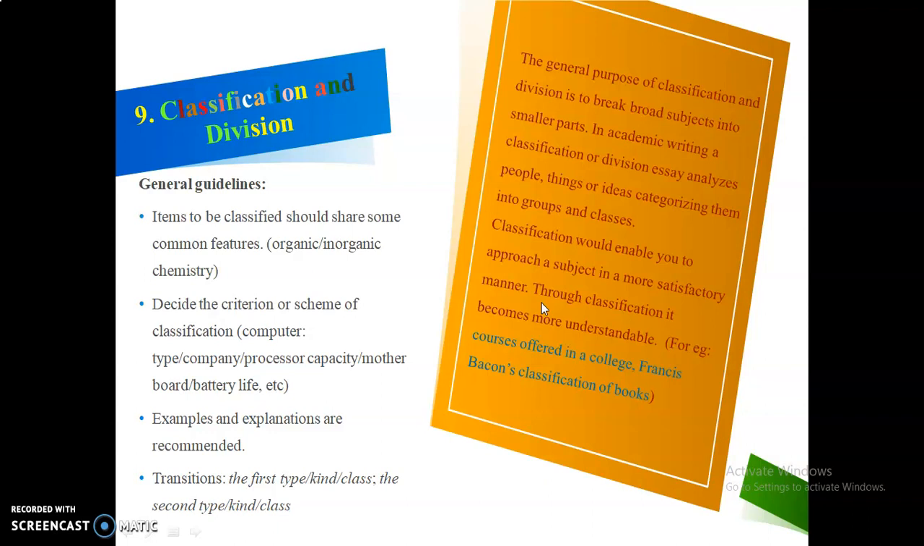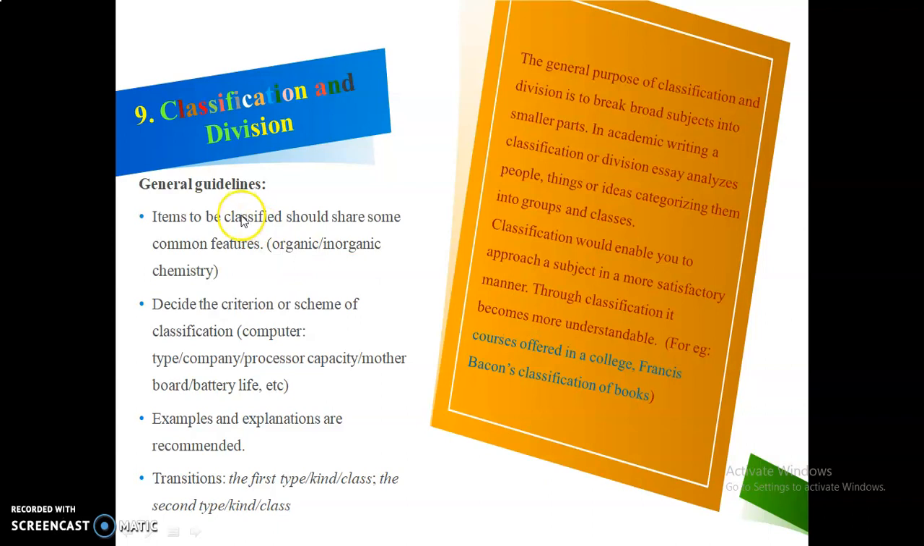Then Francis Bacon's classification of books. Francis Bacon is a famous essayist who lived in the 15th or 16th century, and he had divided books into different categories. A detailed analysis of that is given in the textbook. Some books are to be chewed, some books are to be swallowed, etc. So you can just read out that particular essay by Bacon given in the textbook.